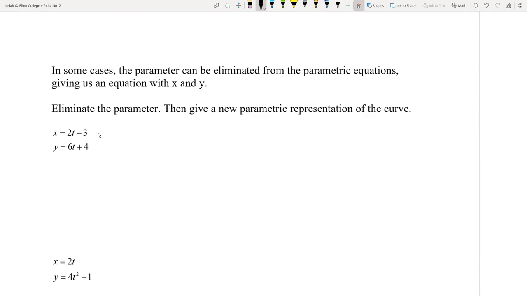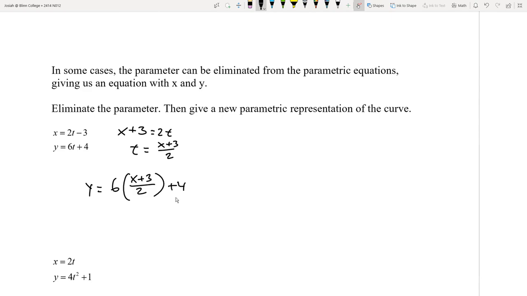The simplest way of doing that is just to solve for t in one equation and plug it into the other. If we solve for t in the x equation and plug it into the y equation, we'll end up with y equals some function of x, which is what we typically like. So when we have the option, we'll typically solve for t in the first equation, the x equation. And so we get t equals x plus 3 over 2. We'll go ahead and plug that in.